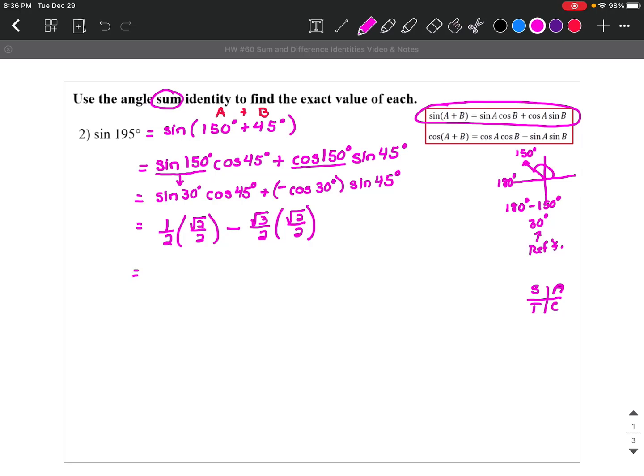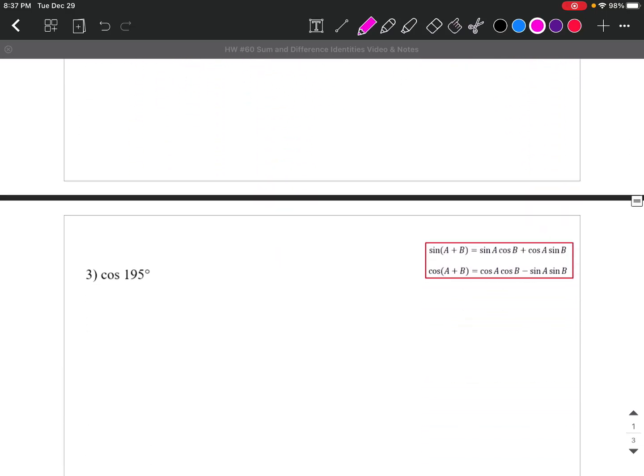We multiply. 1/2 times radical 2 over 2 is the square root of 2 over 4. Minus radical 3 times radical 2 is radical 6 over 2 times 2 is 4. We have the same denominator, so we subtract the top, radical 2 minus radical 6, all over 4. That is as simple as our answer can get. So that is what sine of 195 degrees would be in exact form. That's the exact value. Let's try another one.